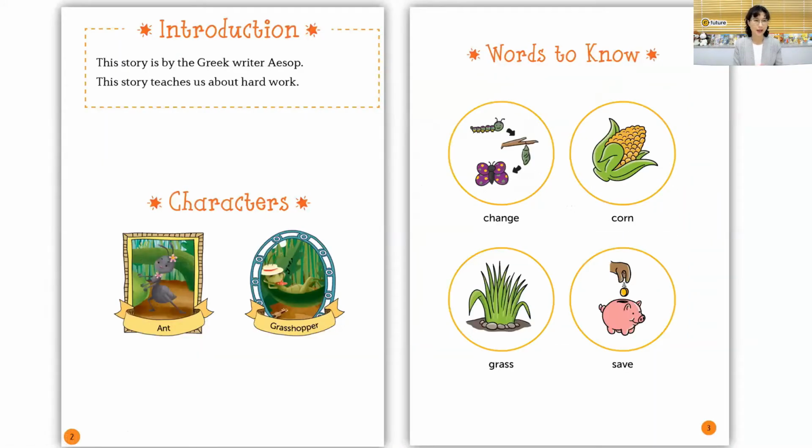Okay, so the Ant and the Grasshopper. Let's read this story, right? This story is by the Greek writer Aesop. This story teaches us about hard work. So this story is about hard work. Characters, ant and grasshopper. And these are the words to know, right? So for the words, you can do many activities with the words, right? You can use the real objects, you can use the pictures, you can use the flashcards, right?